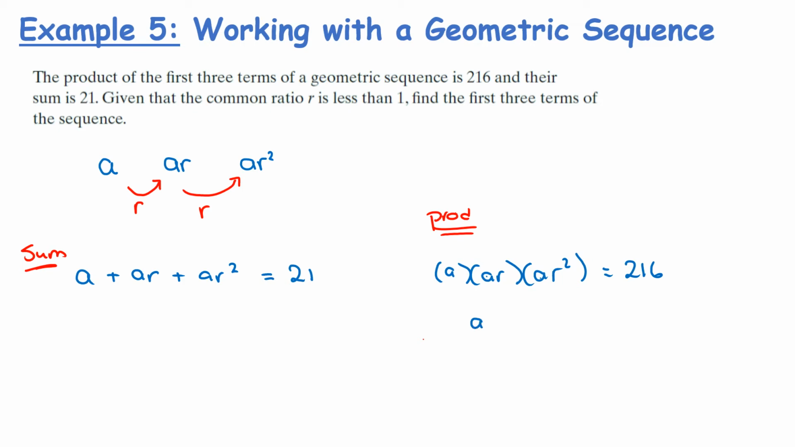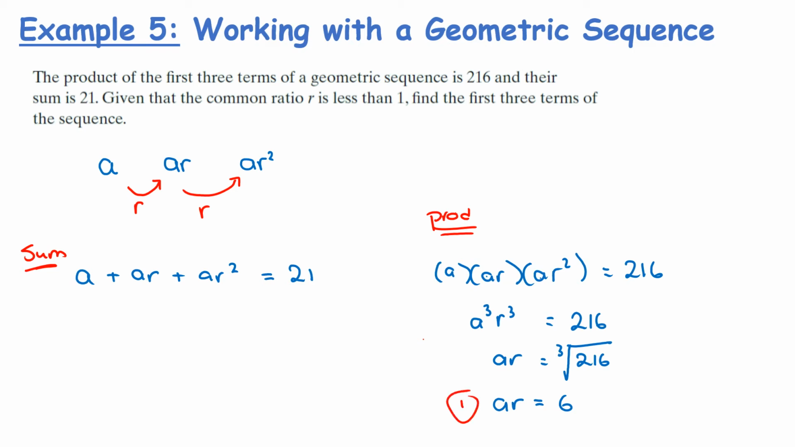We have a r to the power of 3 is equal to 216. So ar is going to be equal to the cube root of 216. That gives me a times r is equal to 6. So that's our first equation. It's going to be a simultaneous equation, really.